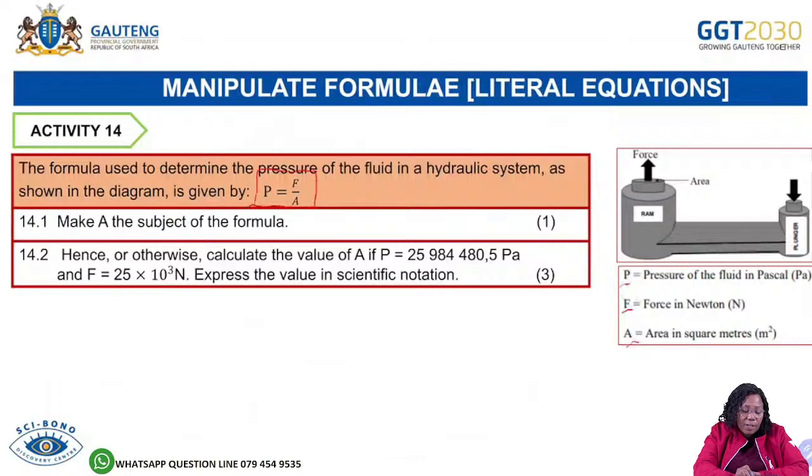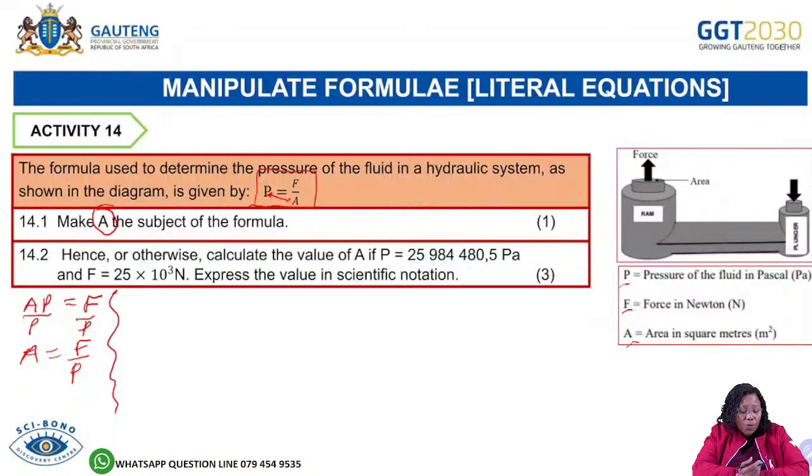That is very easy, grade 12. We will be cross multiplying this. We cross A to P there. That will be AP equals F. Because we need an A, we will divide by P both sides. Therefore, A will be equal to F over P there. Done. 1 mark.